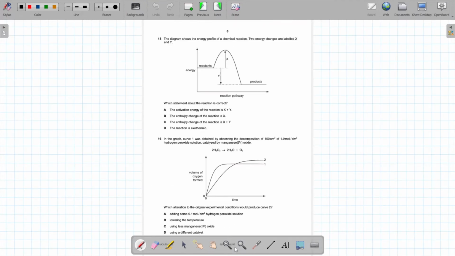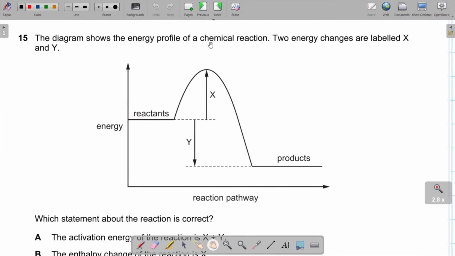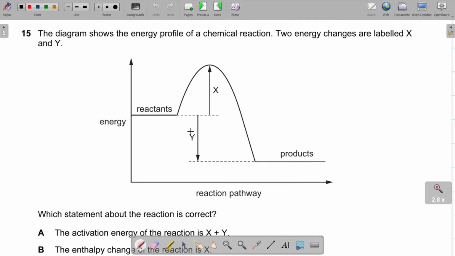Moving on to the next question. The diagram shows the energy profile of a chemical reaction. Two energy changes are labeled X and Y. Which statement about this reaction is correct? So what is X? It's going from the reactants to the peak point. This is known as the activation energy, or EA. And from the reactants to the products, the energy change taking place is known as the enthalpy change. Over here, it's a negative enthalpy change since it's an exothermic reaction. So let's also write exothermic reaction.